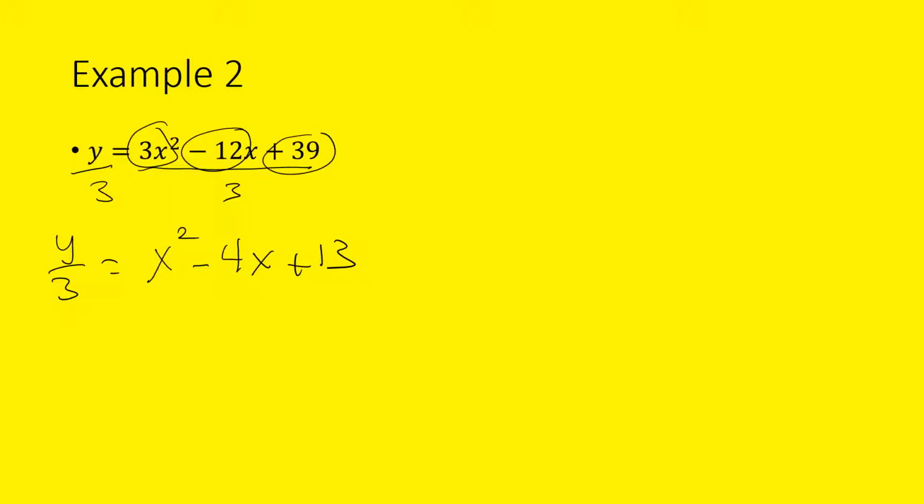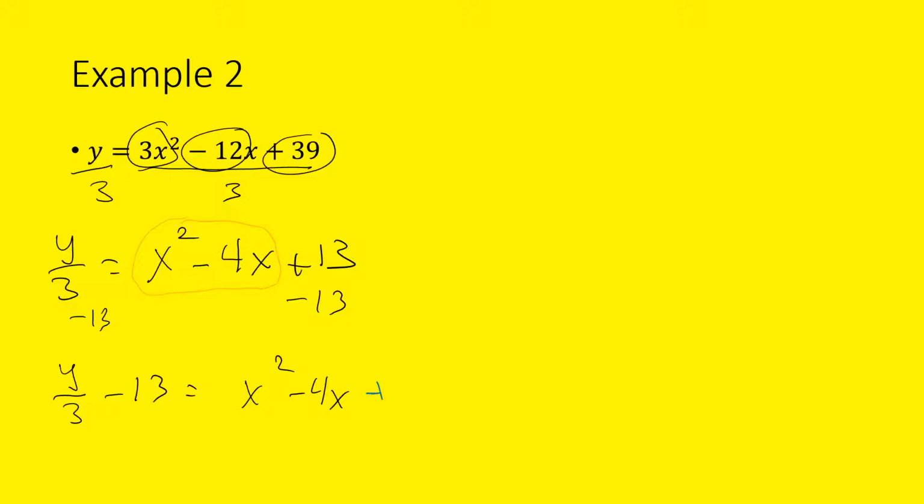All right. Now, once again, you want to get the x terms, the variable terms, I should say, by themselves and get rid of that constant. So let's take away 13 from both sides. And when you do that, you get y over 3 minus 13 is equal to x squared minus 4x. And now we got a complete square.